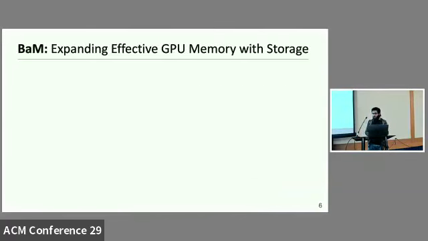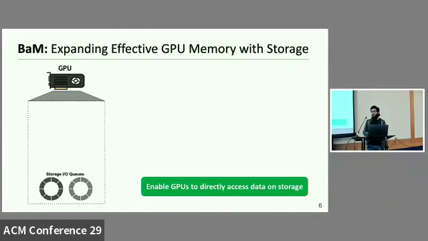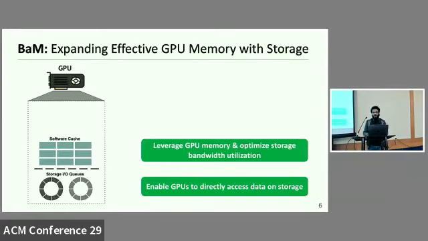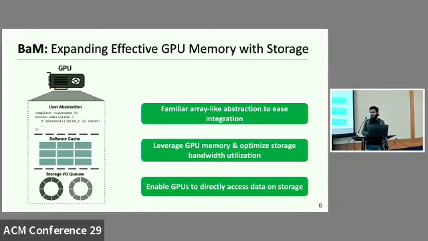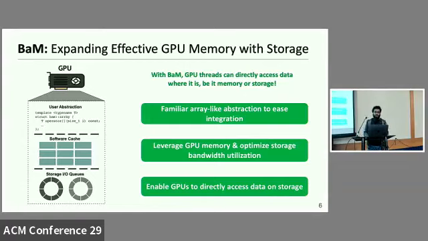Our solution to break the accelerator memory capacity wall is BaM, where we expand the effective GPU memory with storage. To this end, we move the storage I/O queues to the GPU memory to allow GPU threads to make I/O requests for data on storage directly. We design a highly concurrent software-managed cache to use the fast GPU memory for data reuse and to optimize storage bandwidth utilization. And we provide an array-like abstraction that is familiar to GPU programmers, making it easy for them to integrate BaM into their applications. With BaM, GPU threads can access data where it is, be it memory or storage.